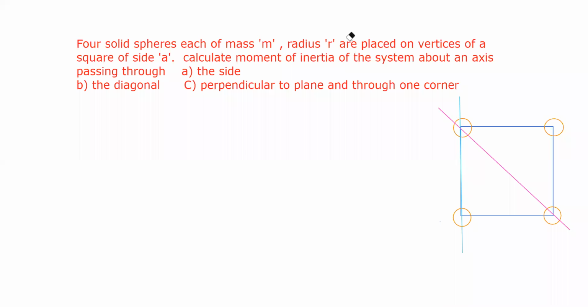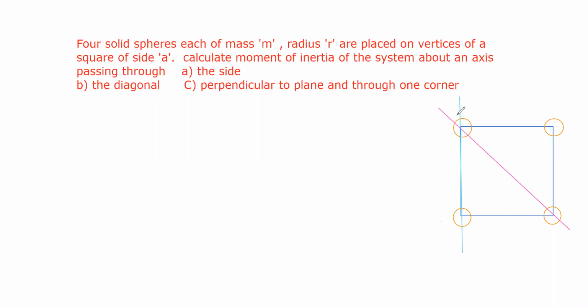Problem in rotational motion. In moment of inertia, we are going to solve the problem. Four solid spheres, each of mass m and radius r, are placed on the vertices of a square of side a. Calculate the moment of inertia of the system about an axis passing through a side.